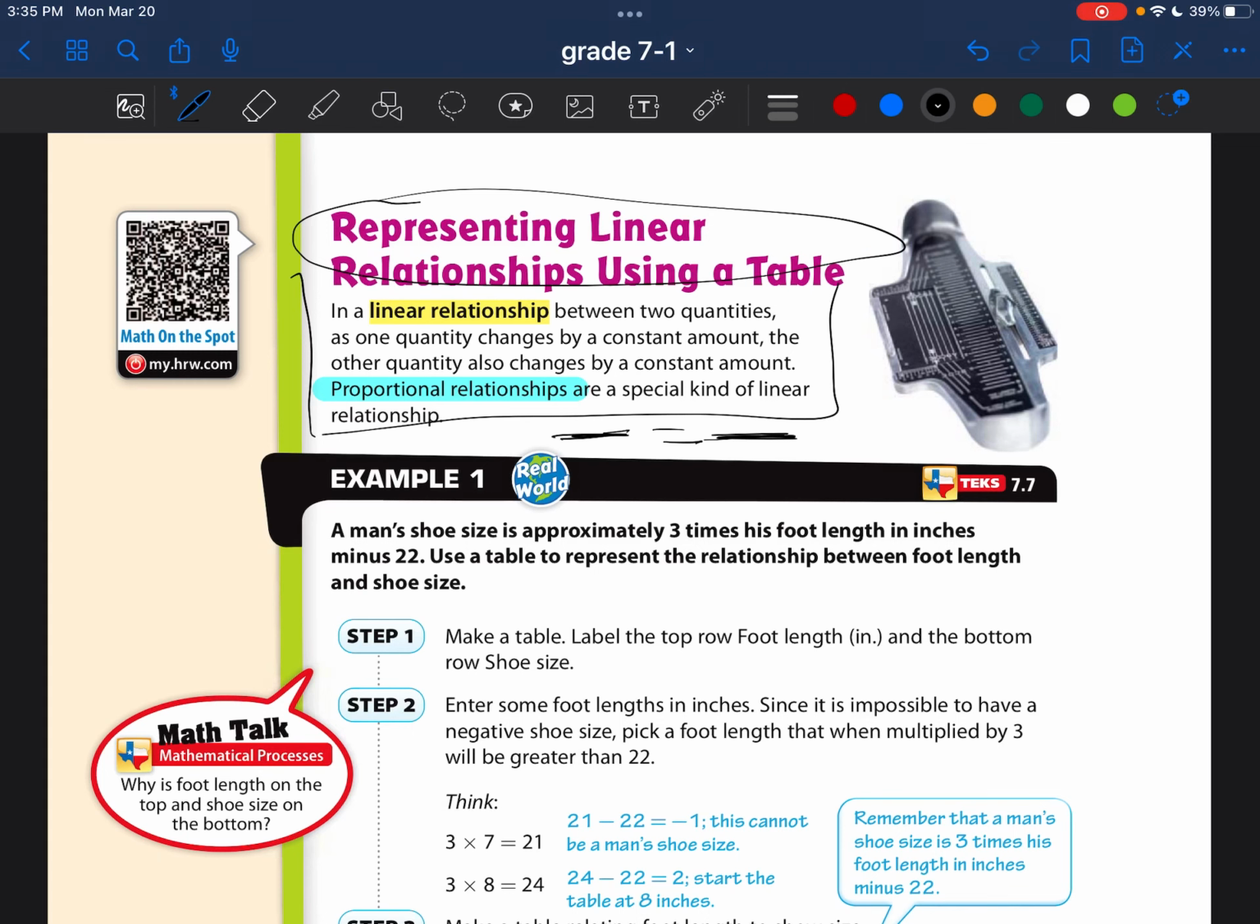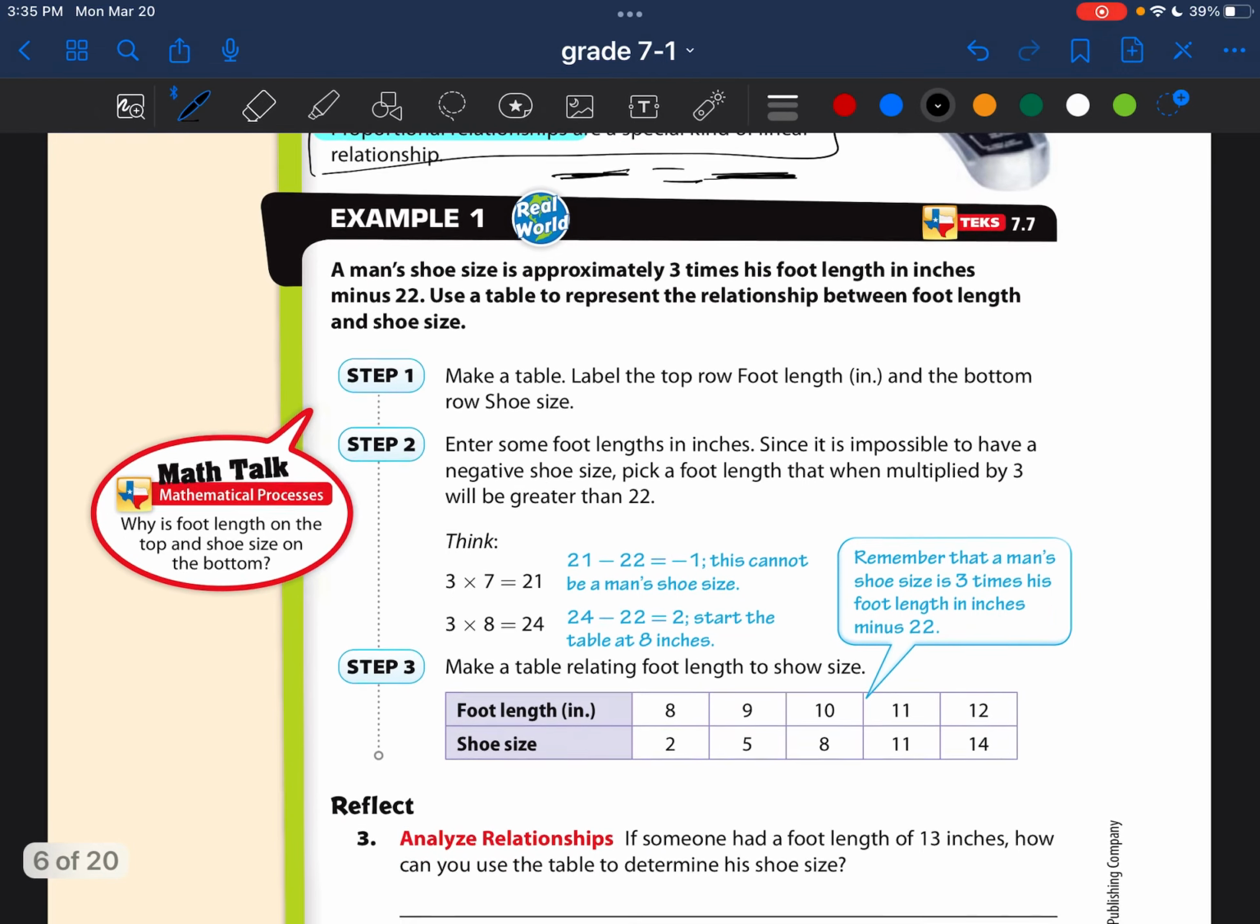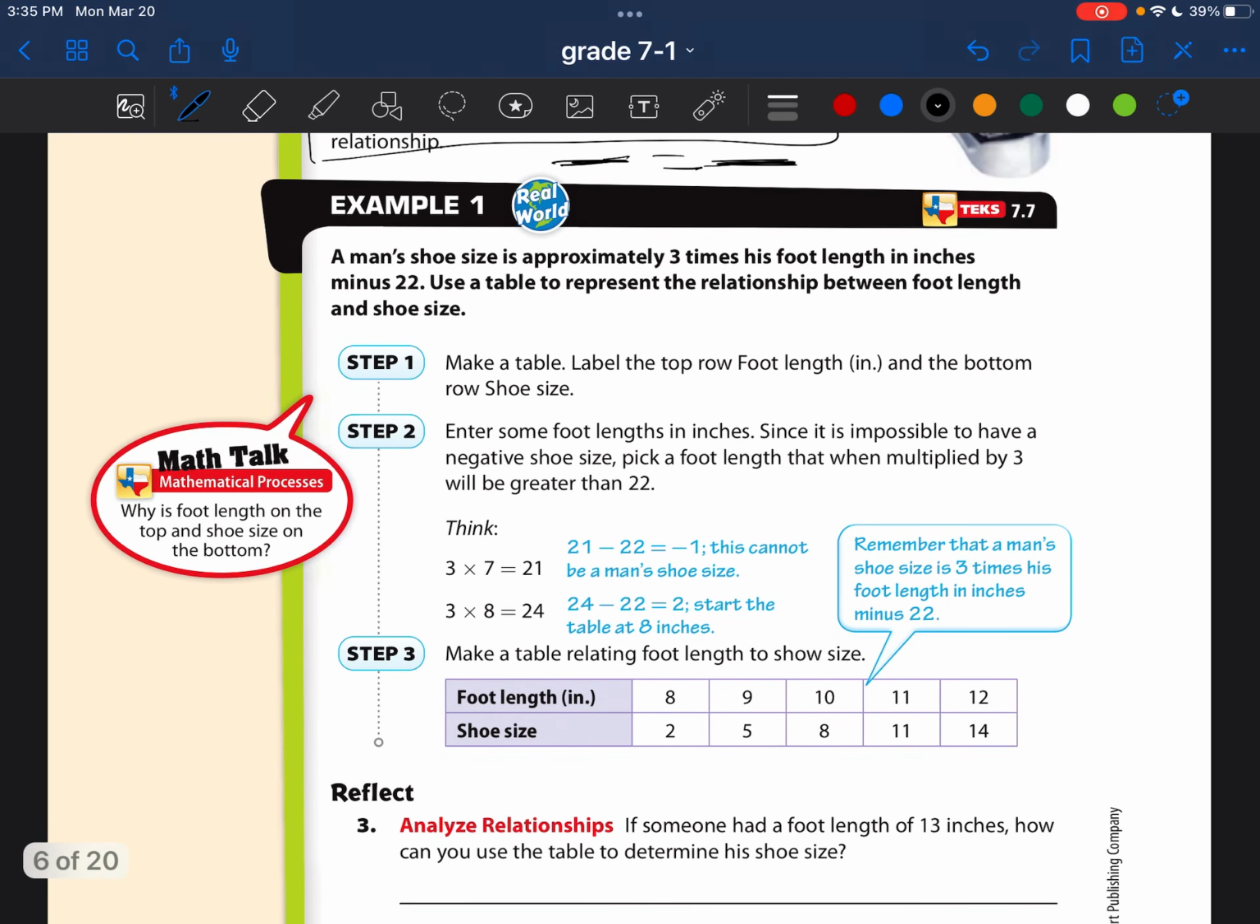Let's walk through example number 1 here. A man's shoe size is approximately 3 times his foot length in inches, minus 22. Use a table to represent the relationship between foot length and shoe size. I'm going to show you how I have been figuring them out, and then we're going to go over how the book is showing us to figure it out.